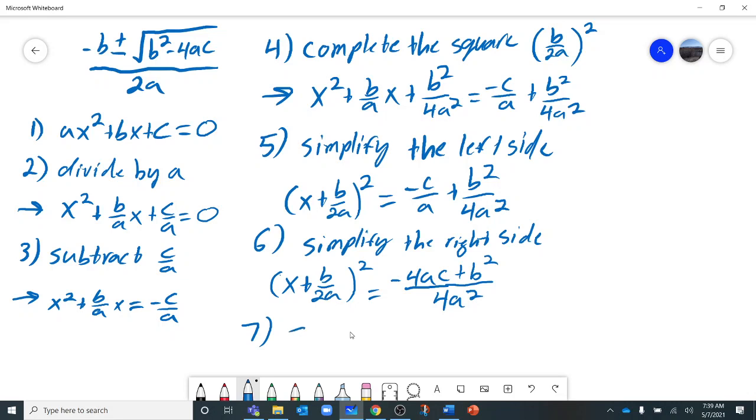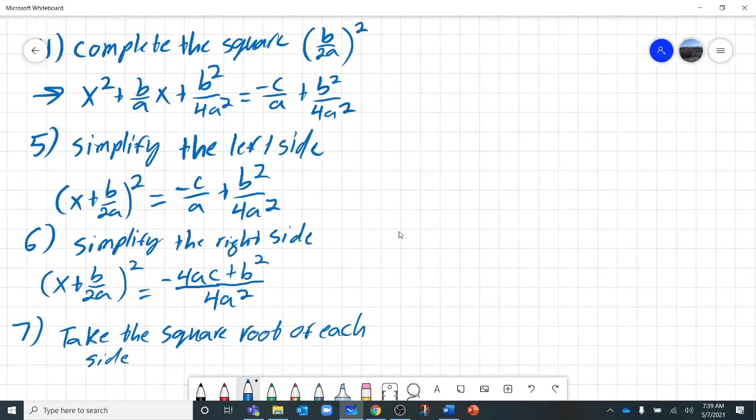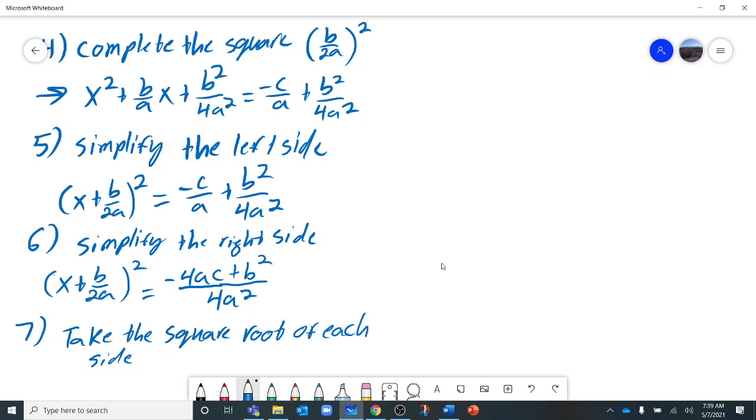Step 7, take the square root of each side. I'm going to slide this over because I'm running out of room. Take the square root of each side. On the left-hand side, we get x plus b over 2a, and that's going to equal the square root of, I'm going to rearrange the order a little bit, b squared minus 4ac, over, and then the square root of 4a squared is 2a.